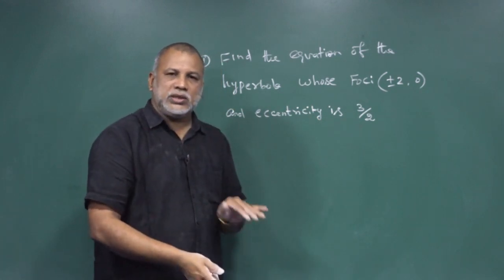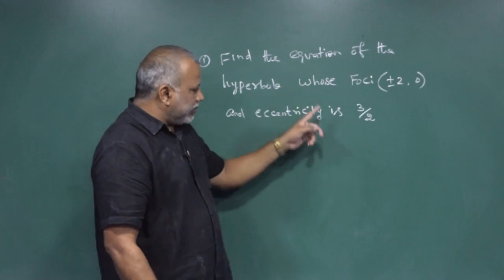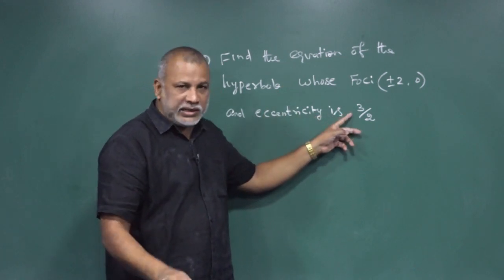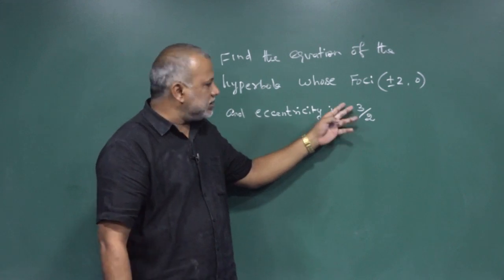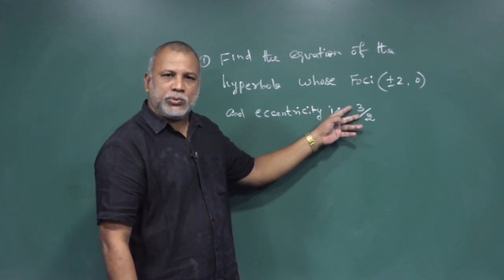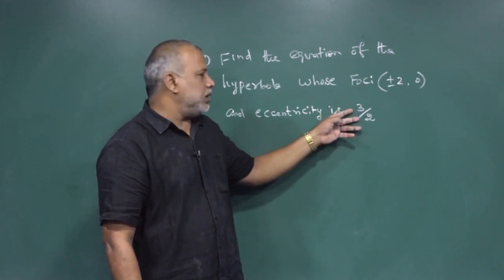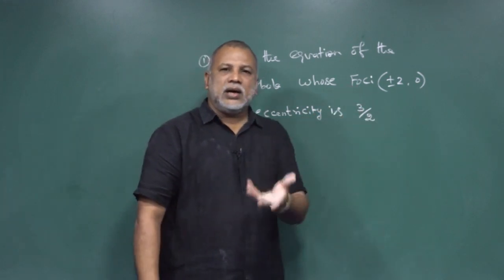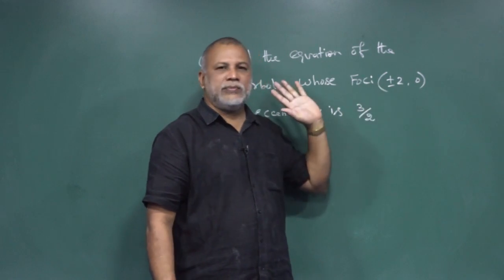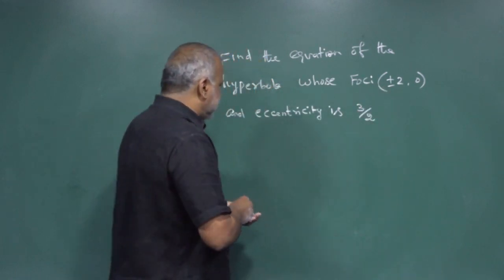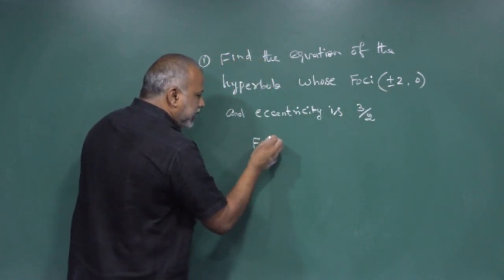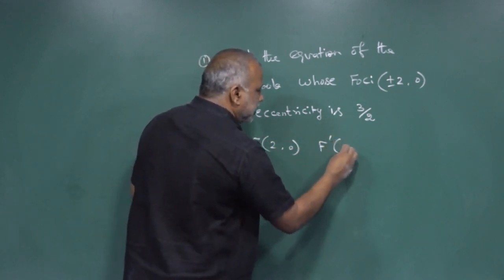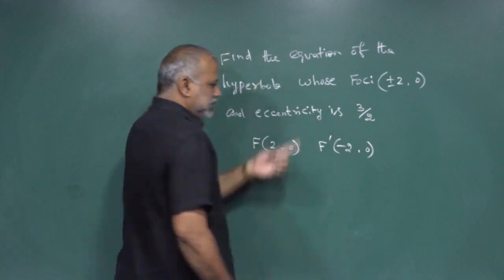So far we worked out the sums where the equation is given and we find the eccentricity. I already explained that eccentricity must be greater than 1 for a hyperbola. Here 3/2 means 1.5, which is greater than 1. Therefore, here eccentricity is given and another result, foci, is also given. The foci are F(2, 0) and F dash (minus 2, 0). This is the given data.